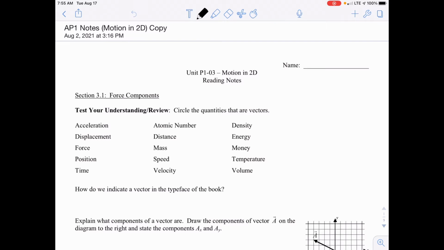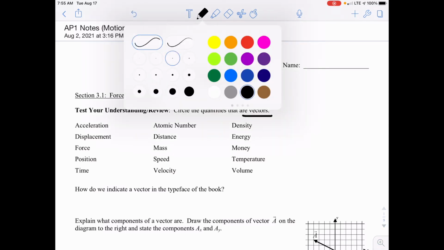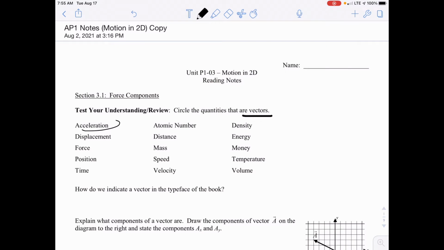Okay, let's see which ones you selected. Acceleration, remember vector quantities have magnitude and direction. So acceleration is a vector quantity. Displacement, force are also vector quantities, as is velocity. Everything else on this list is something that has magnitude only and not direction. Therefore, everything else on this list is what's called a scalar quantity.